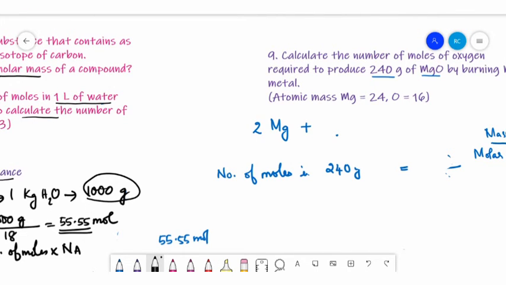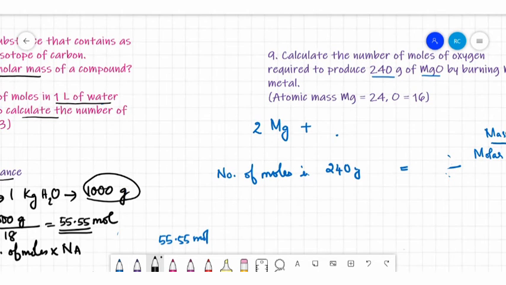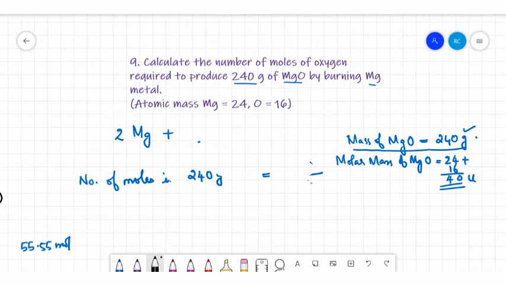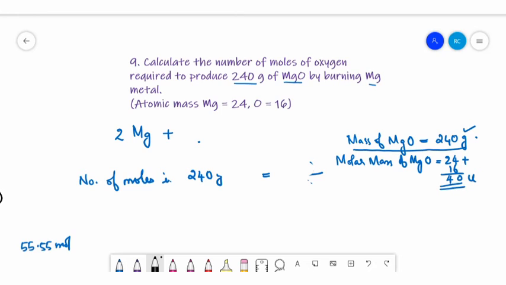Calculate the number of moles of oxygen required to produce 240 gram of magnesium oxide by burning magnesium metal. The atomic mass of magnesium is given, that is 24, and that of oxygen is 16. So for burning magnesium, 2 Mg plus O2 gives 2 MgO.